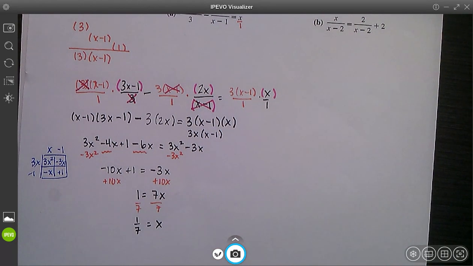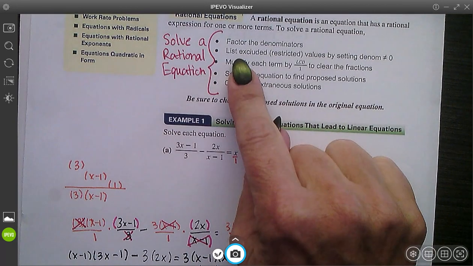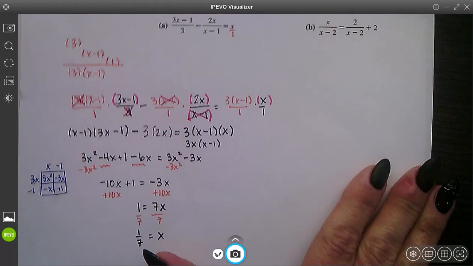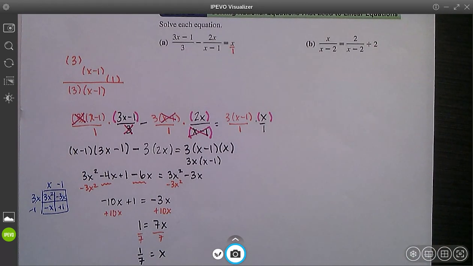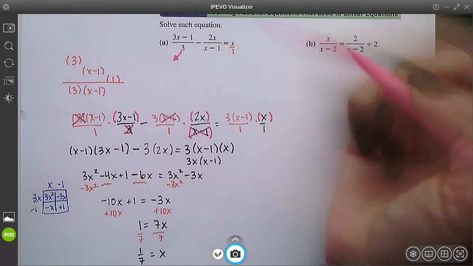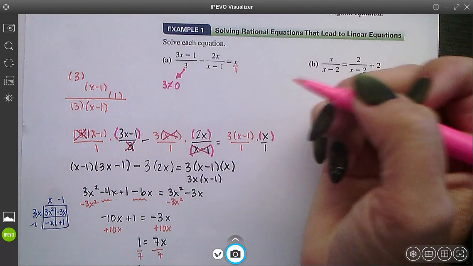Do you guys notice what I forgot to do at the beginning of this problem? It's like the second step. List the excluded values by setting the denominators not equal to 0. So I'm going to go back up and do that now, and I'll try not to forget it on my next problem. So here, if I look at this denominator of 3, it does not make sense to say 3 is not equal to 0.